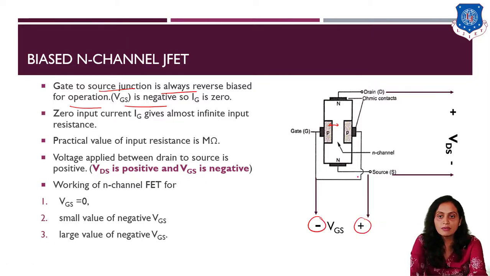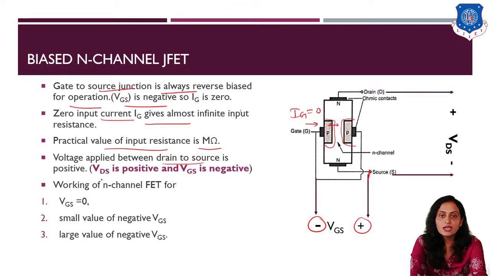So here minus is applied, and to the source, to which this is connected, we have applied plus. So this PN junction will become reverse biased, and due to that some depletion region will be created across this. As we apply the gate to source voltage such that the PN junction is reverse biased, the gate current will be almost zero, IG equals 0, and due to this it provides infinite impedance. The practical value of this input impedance is of the order of mega ohms.